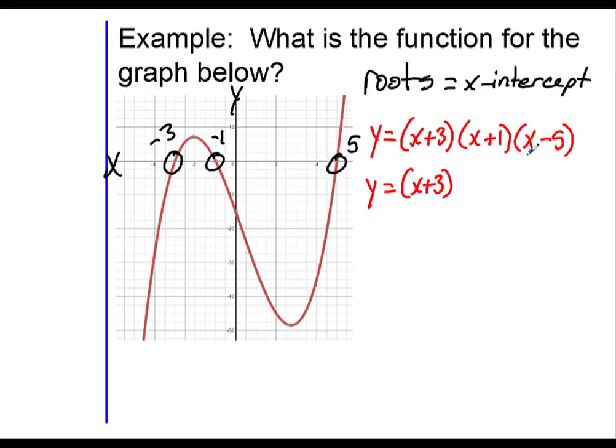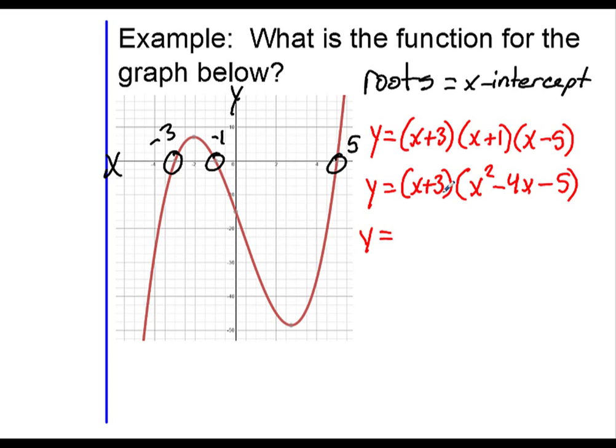As we get more familiar with multiplying, I'm going to start to write fewer steps. So when I multiply x plus 1 and x minus 5, I end up with x squared minus 4x minus 5. If you would like to, try to multiply those out to see the in-between steps.